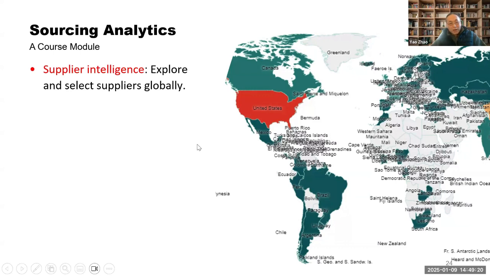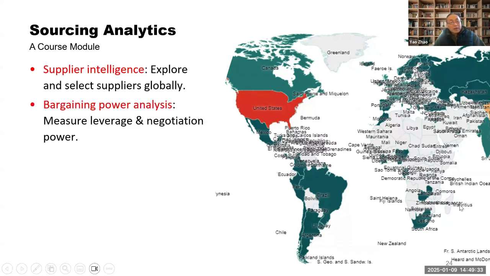So to break it down, it has three parts. Supplier intelligence, which essentially tells students how to explore and select suppliers globally. This, of course, needs a lot of data. And also assessing the bargaining power, so you know the cards in the hands of your suppliers. So by measuring the leverage and negotiation power, how much your supplier can concede, for example, during negotiation.